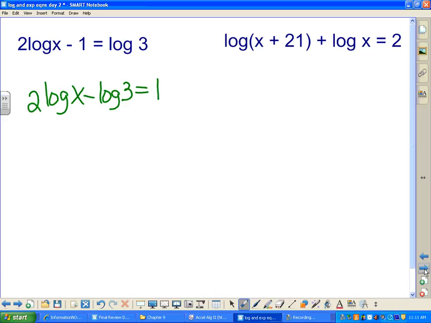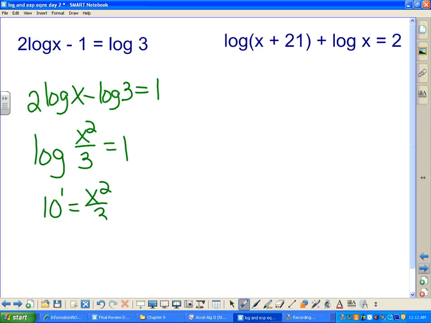Now, what can you do on the left-hand side? Condense them, right? Combine them all, and it's going to become the log of x squared over 3. I think that was the same as the last one, wasn't it? Now, it's what? Not 3 to the first. The base is, yeah, there you go. 10 to the first is equal to x squared over 3. So 30 is x squared. So x is the square root of 30. There you go. Any questions on that one?